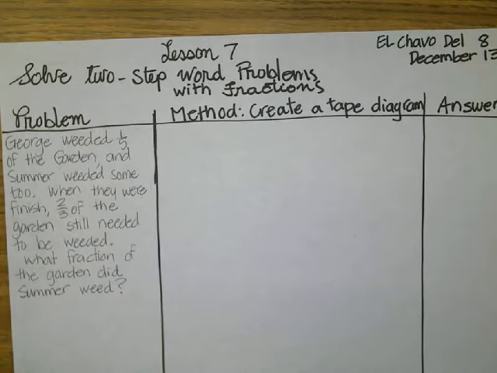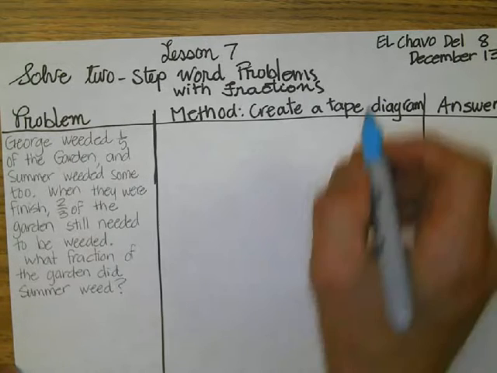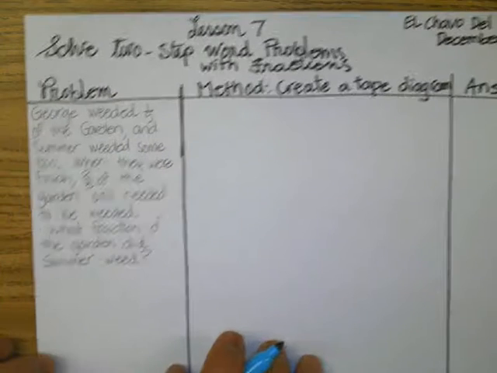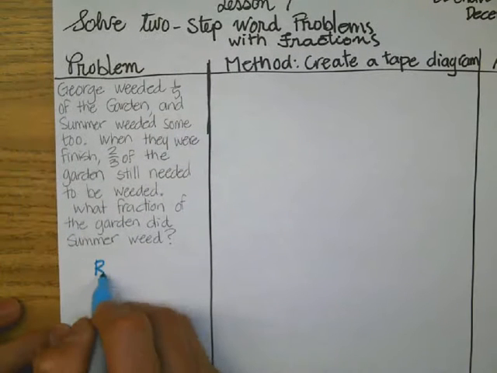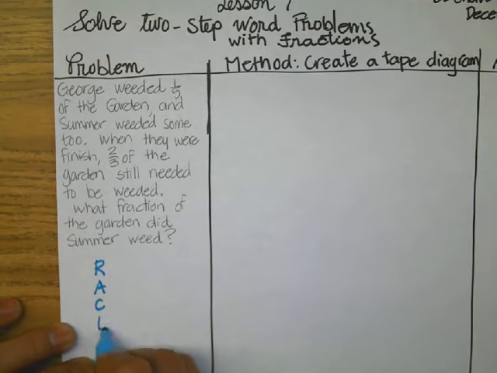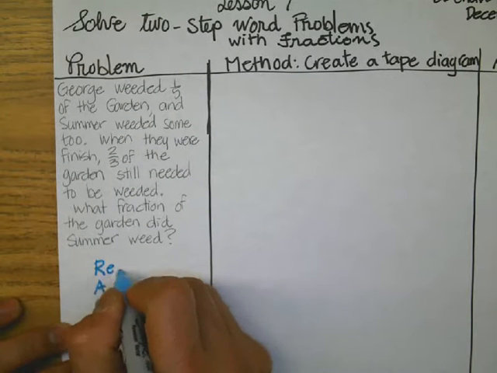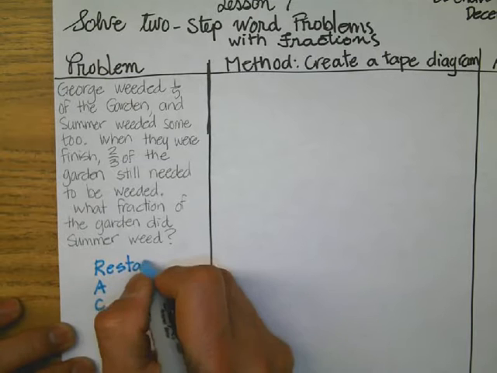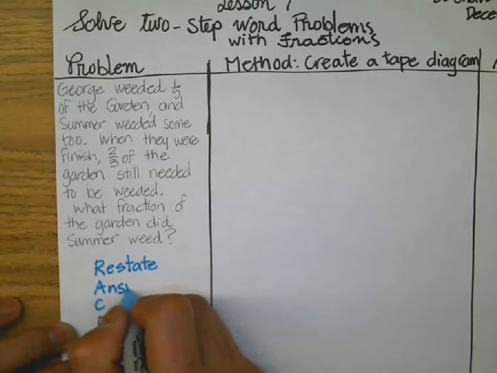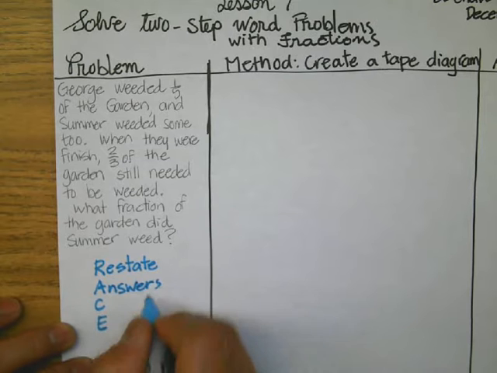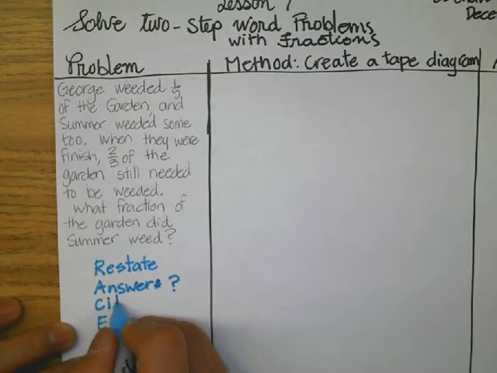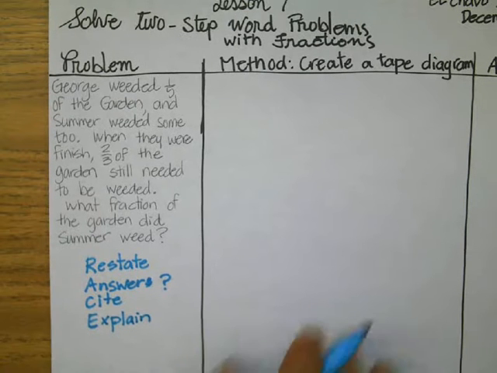When I teach my students, I encourage them to use the acronym RACE. Okay, RACE, let me write it for you here. I usually learn with charts, however, I'm going to show it to you in math. It says restate the question, answer the question, cite evidence from the problem, and explain. The explain is when you create the problem.